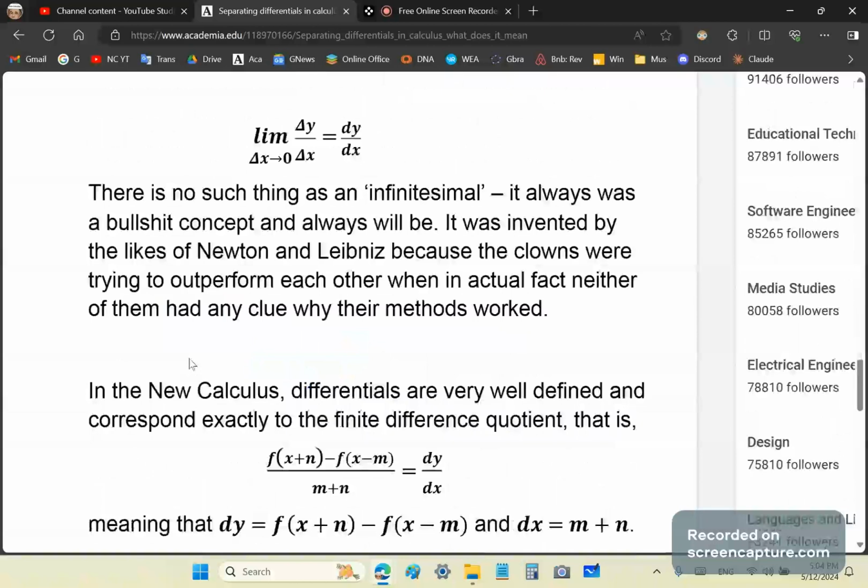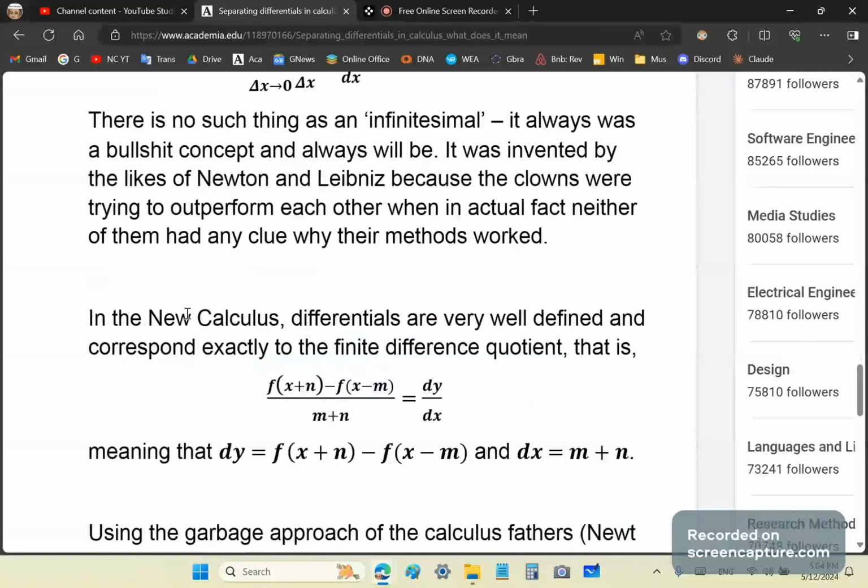And I do know better. So don't write in the comment section that you know better than me. You don't. You're a moron. There is no such thing as an infinitesimal. It always was a bullshit concept and always will be. It was invented by the likes of Newton and Leibniz because these two clowns were trying to outperform each other, when in actual fact neither of them had any clue why their methods worked.